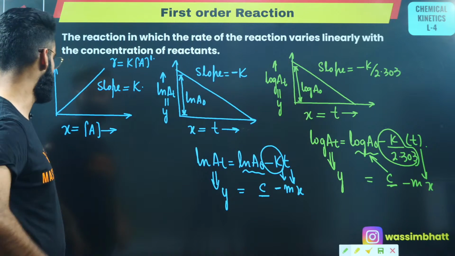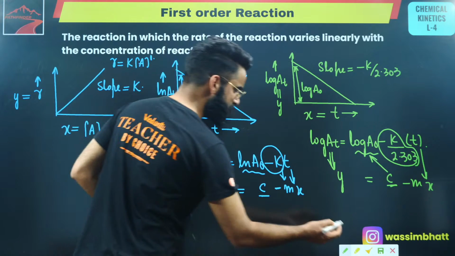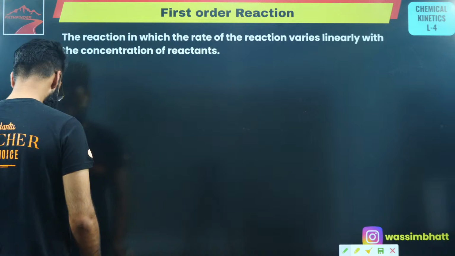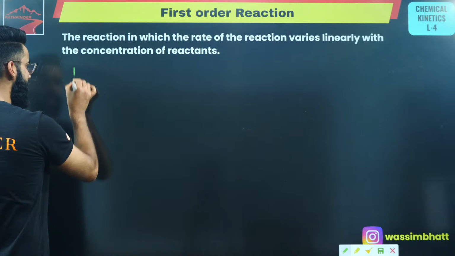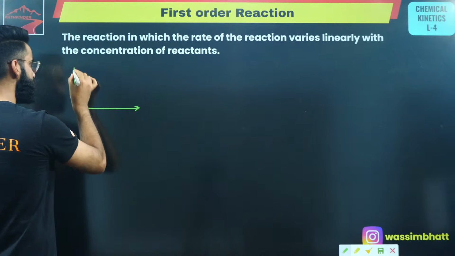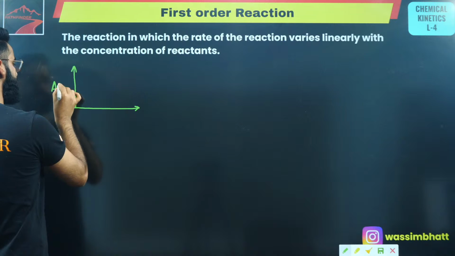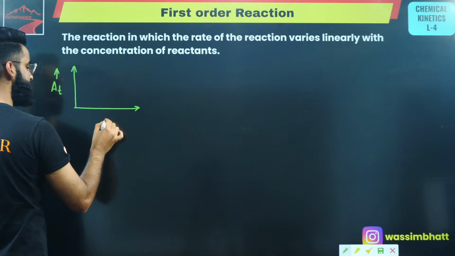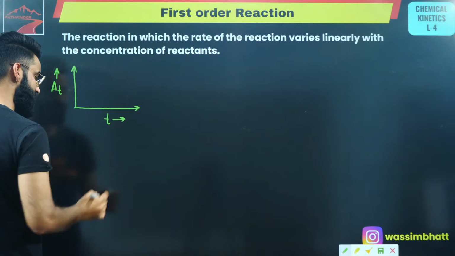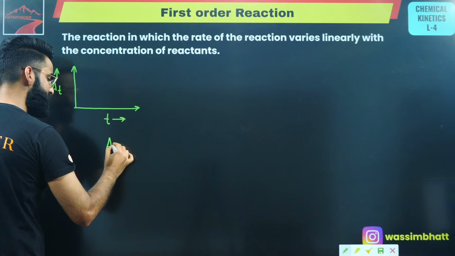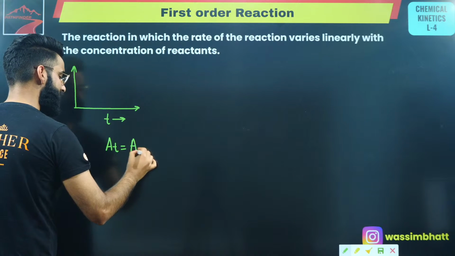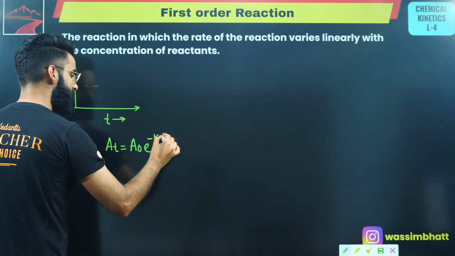Perfect guys, perfect. Let's move on and let's talk about a few more important curves, okay? I'm going to plot a curve now between At versus t for the first order reactions. And a few minutes back, I gave you one equation: At is equal to A naught e raised to the power minus kt.